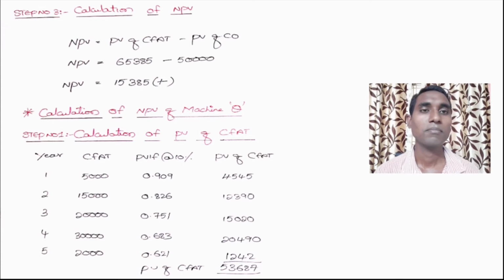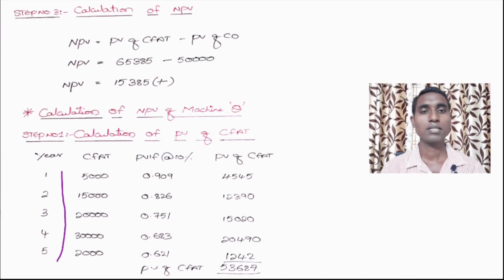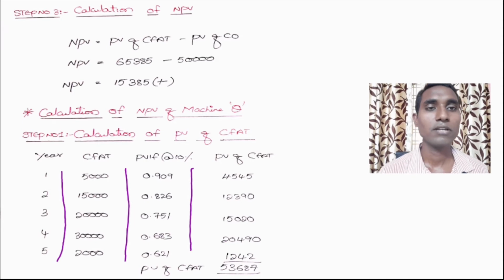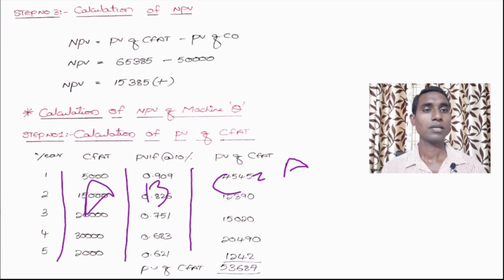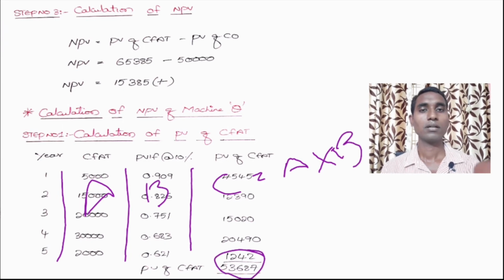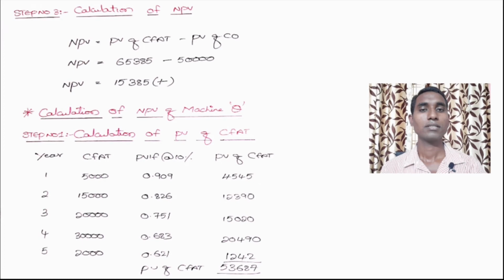Now let us solve machine Q's NPV. In the same way, machine Q's life is also 5 years. I took the CFAT and the same present value interest factor at 10% from the A3 table. So A, B, C is equal to A into B. The resultant figure is called the present value of CFAT.